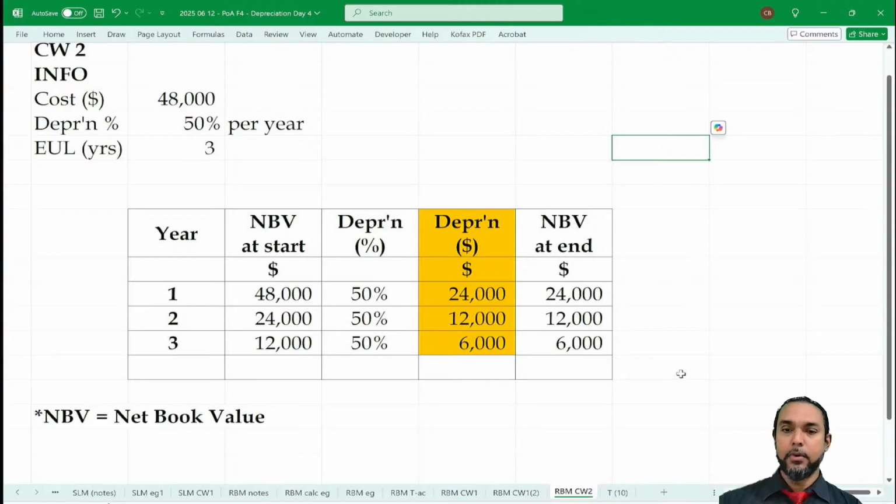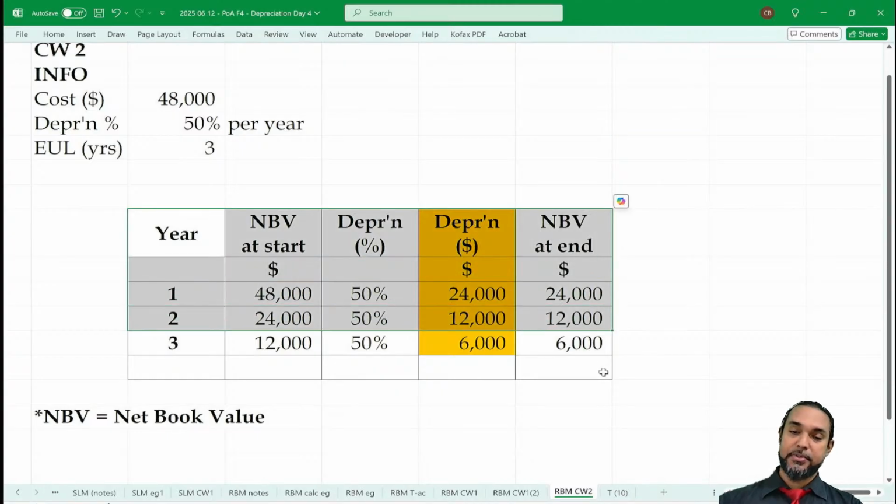All right, so now after we do the calculation, the next step is the journal entry.